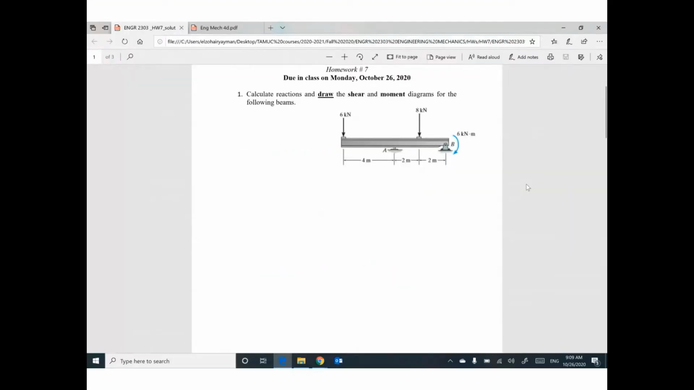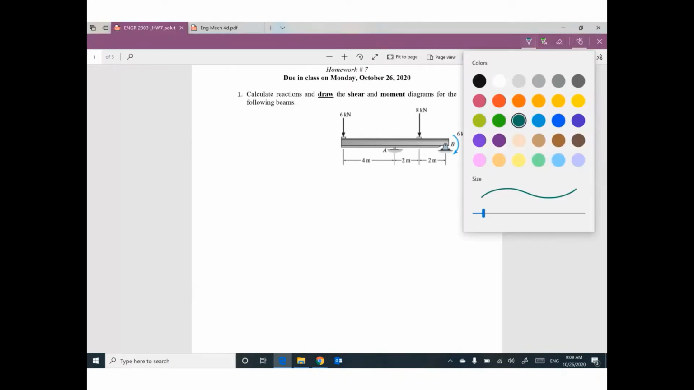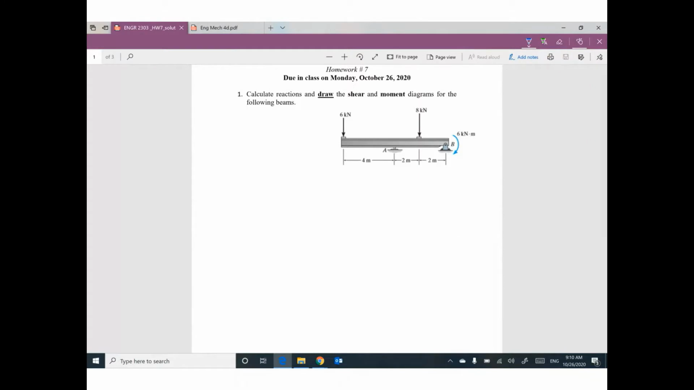Second question in the homework. We have a beam and we would like to draw the normal axial force, shear force, and bending moment diagram.